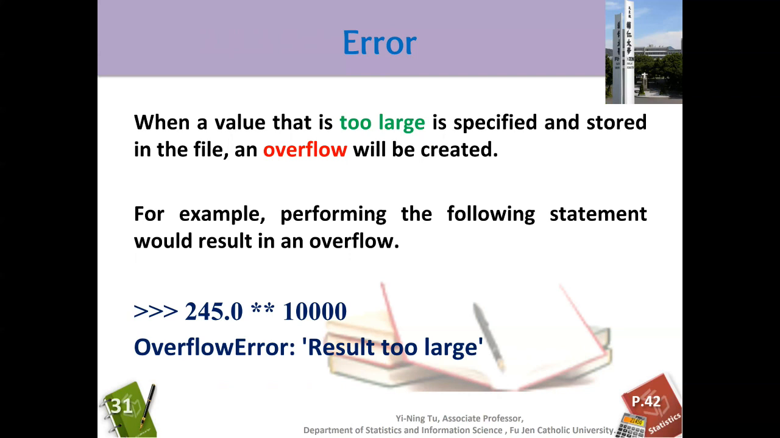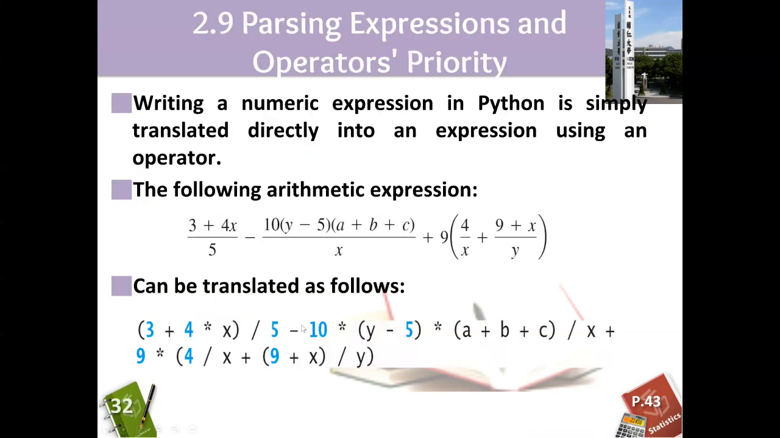Sometimes the result is too small. It will also have the same problem. It will equal 0, the limit approaching 0. You have to remember that you will have such problems. So exponential 10,000 is too large.